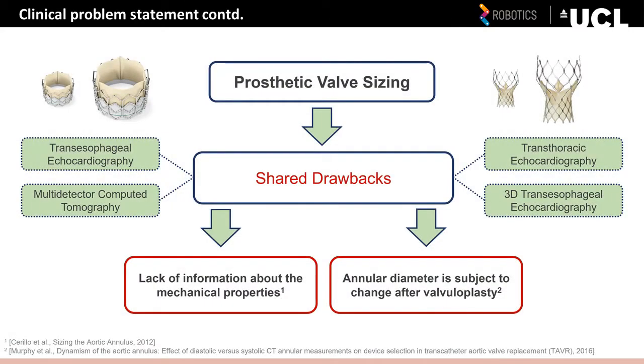Each imaging modality has its own specific strengths and weaknesses. However, all of them share 2 main drawbacks. They cannot provide any information about the mechanical properties of the annulus, which might deform differently in every patient. Also, they do not take into account the irregular level of calcification and potential changes in the annular geometry caused by the valvuloplasty procedure, which is the first step of the entire TAVI procedure.